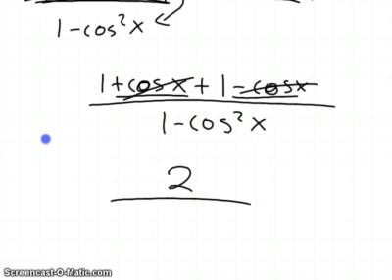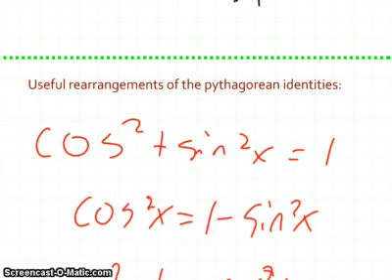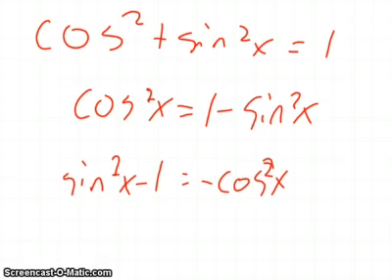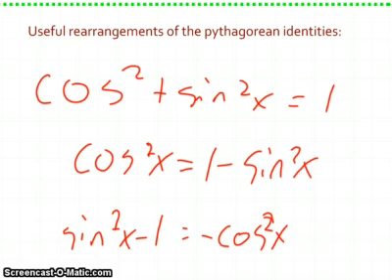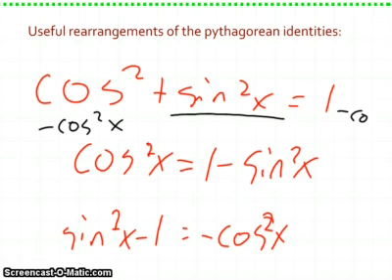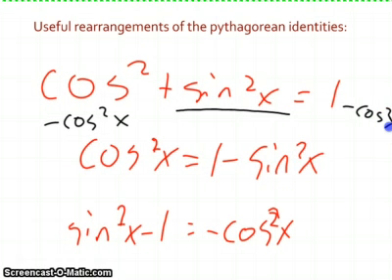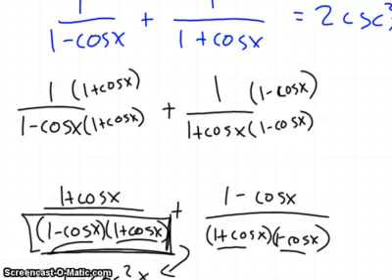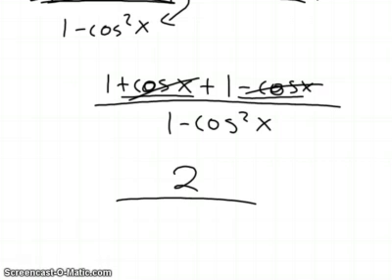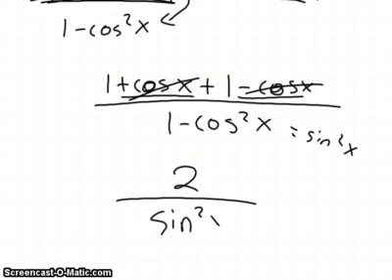Now, my Pythagorean identities tell me, if you remember, Pythagorean identities, all right, if I were to subtract cosine squared x from both sides, I should have just sine squared x. So here in this problem, 1 minus cosine squared x, that's just equal to sine squared x. So this denominator turns into sine squared x.